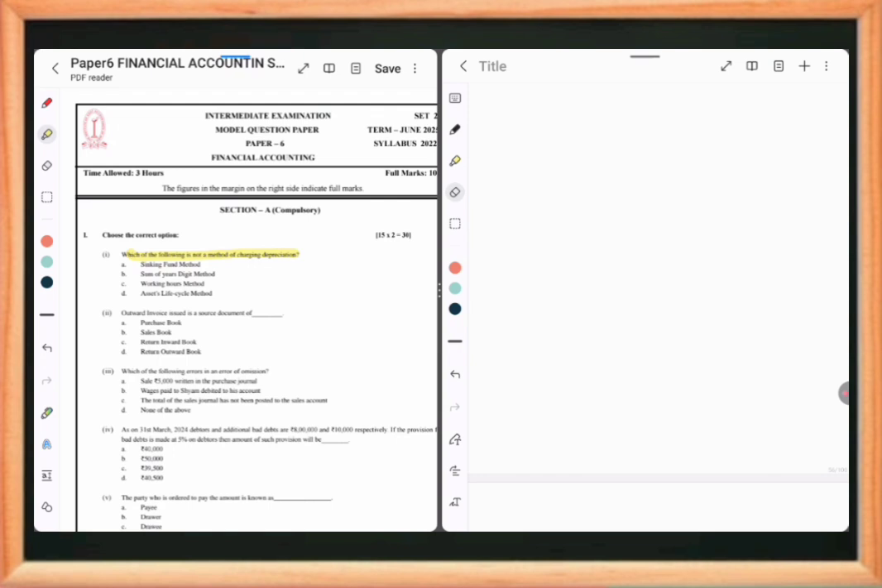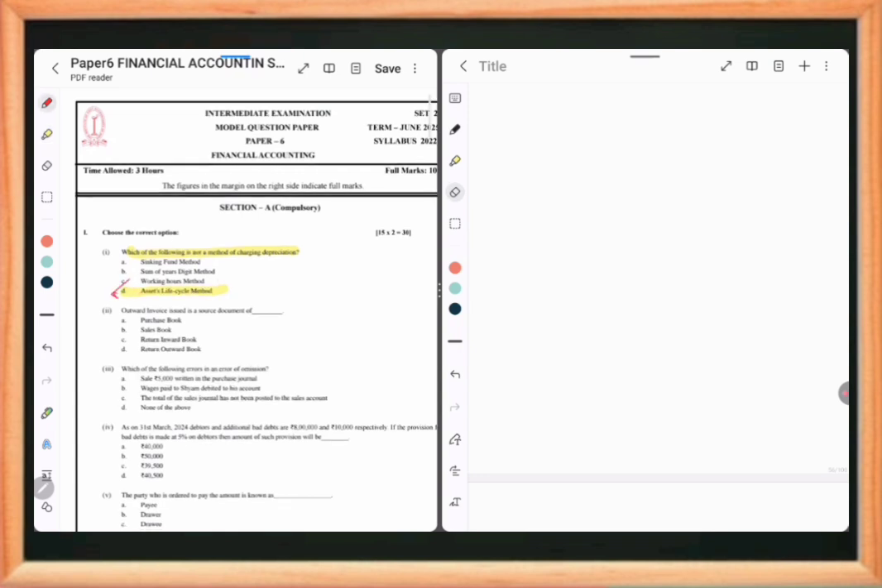So sinking method is a method of charging depreciation. Sum of years digit method is a method of depreciation. Working hours method, that is machine hours, is also a method of charging depreciation. Asset life cycle method is not a method of charging depreciation. So the answer is D, D is the correct answer.